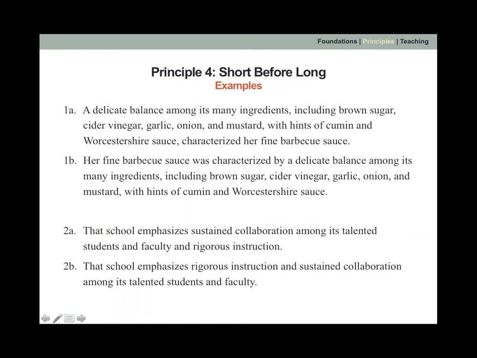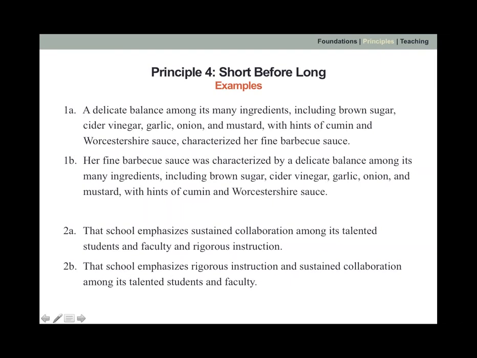Williams's fourth principle is to give short information before long information. So take a look at these sentences. The first, 1A, you might find a little bit tedious to get through, and that is because you've got this long subject phrase that occupies 2.5 lines, and then we have a verb, and then we have a very short predicate at the end.